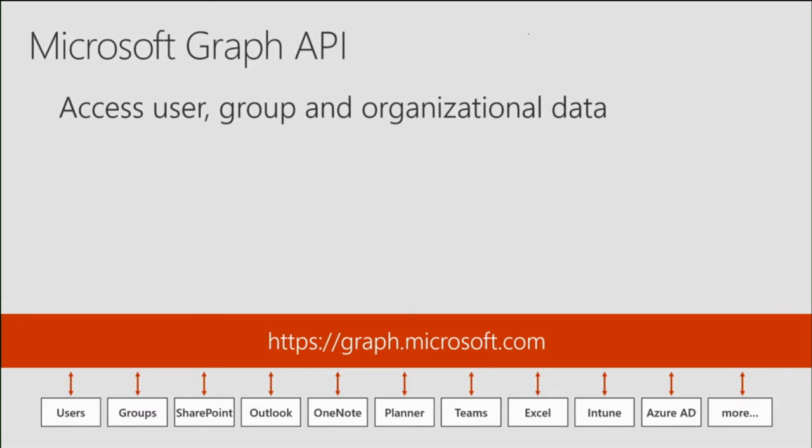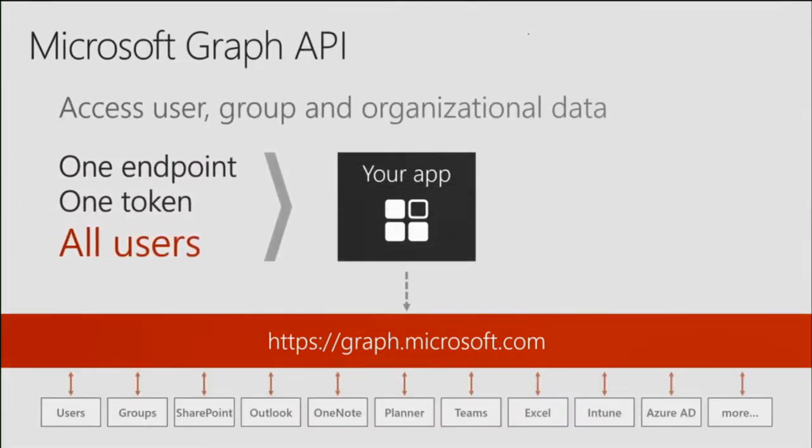So let's see what this looks like. OK, so I have Microsoft Graph API. It gives me access to a whole range of organizational data. And for my app, I can just go to one endpoint. So I don't have to worry about things like, hey, is this data in SharePoint? Or is this data in Intune? Or is it in Azure Active Directory and going to those individual endpoints? I just have to worry about one endpoint. And also, to call the Graph API, you need to acquire an access token. But there's only one access token.